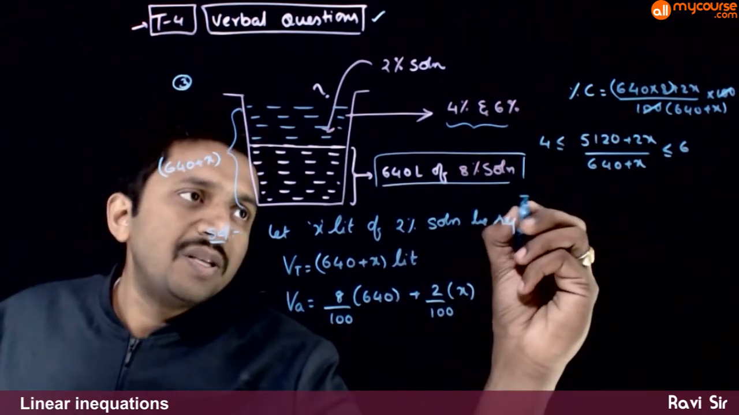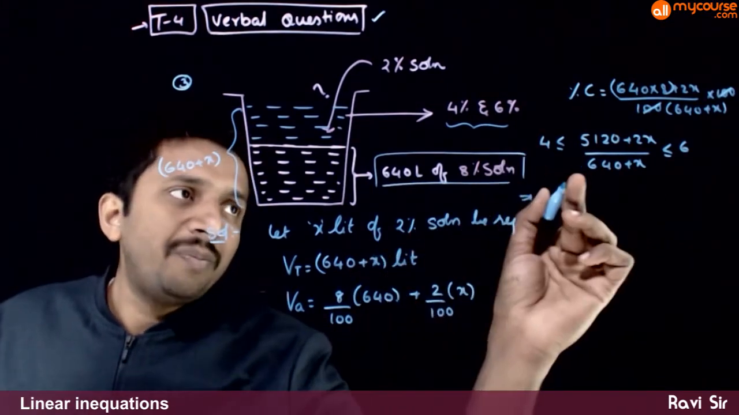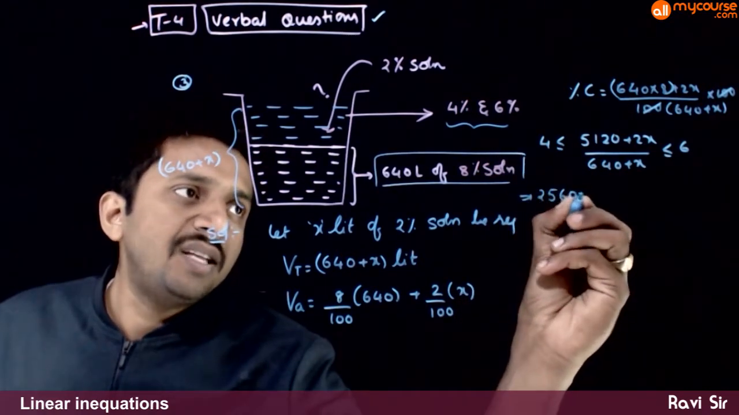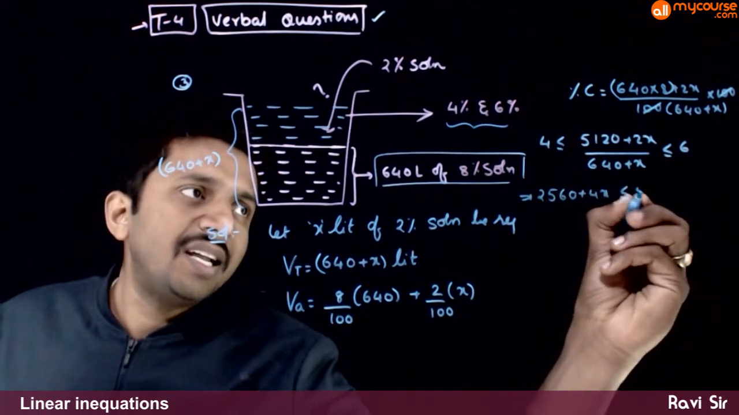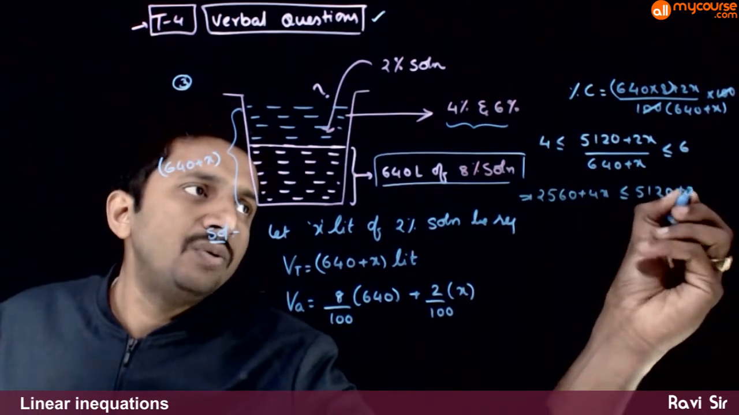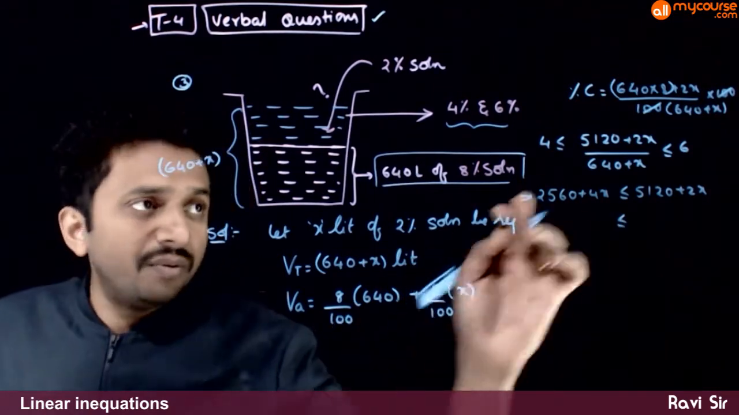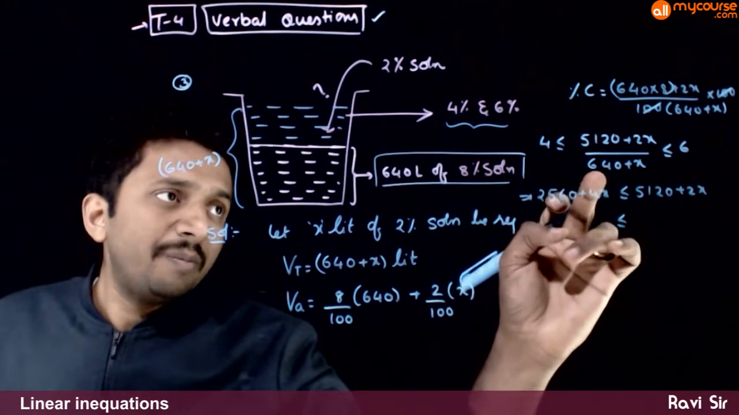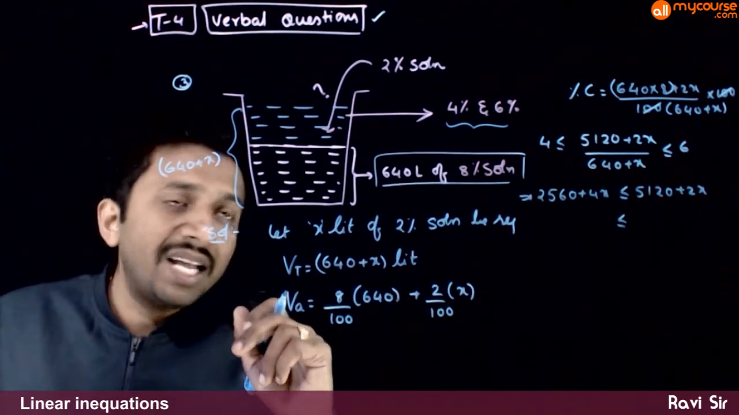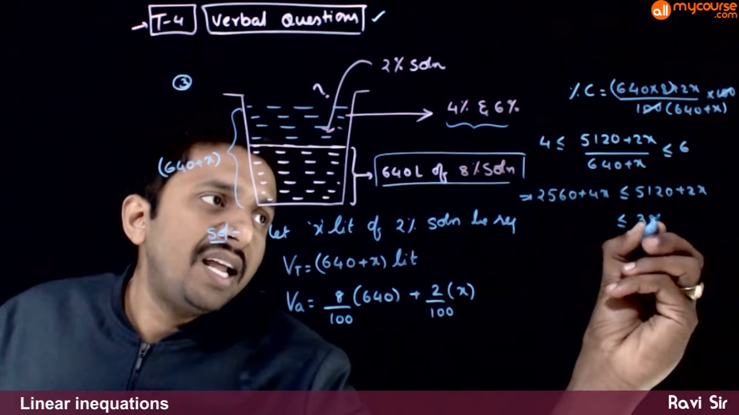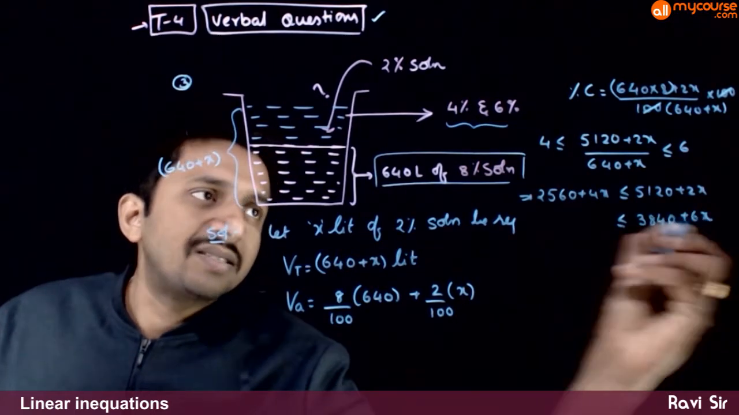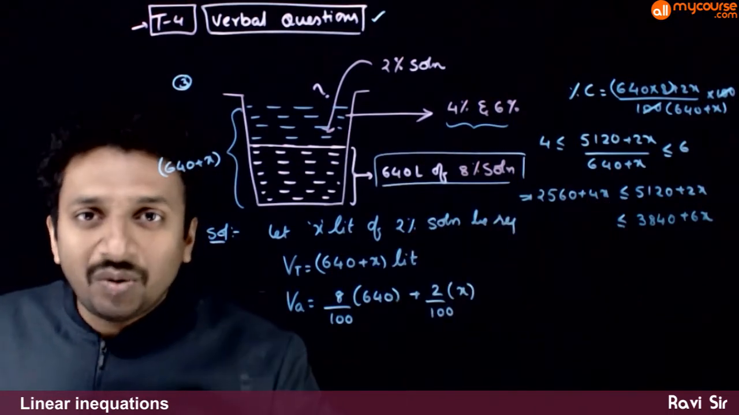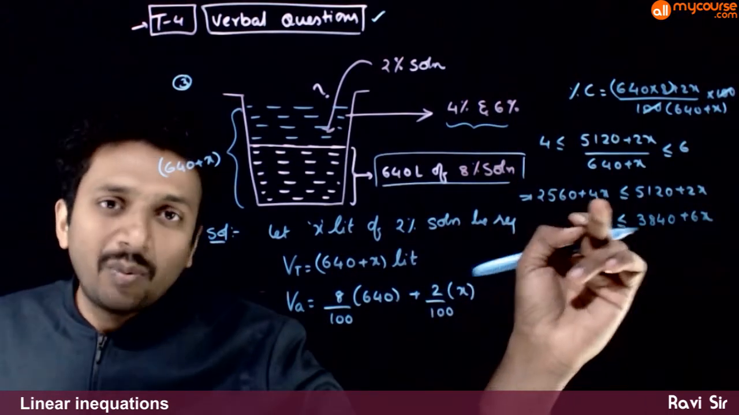So this implies 4 times 640 plus x, 2400 plus 160, 2560 plus 4x is less than or equal to 5120 plus 2x is less than or equal to, if you multiply it with 6, you get 3600 plus 240, 3840, 3840 plus 6x. So this is a type 2 linear inequation where you have the variable on all the sides.